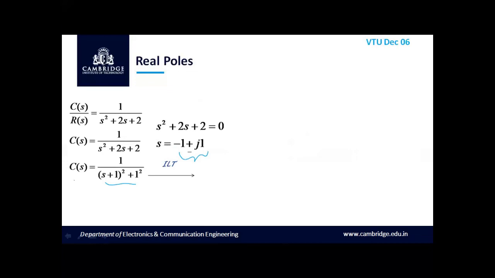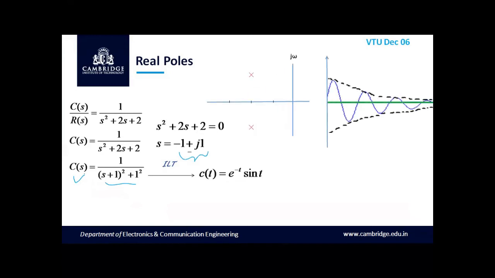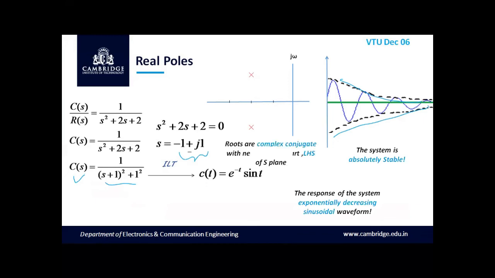And let us take the inverse Laplace transform of C of s, and we have obtained C of t as e to the power of minus t into sine t. So now let us locate the pole on the S plane and let us look into the response. The response of the system is an exponentially decreasing sinusoidal waveform, and it is trying to reach 0 as time increases. And for the roots which are complex conjugate with negative real part, the system is said to be absolutely stable.